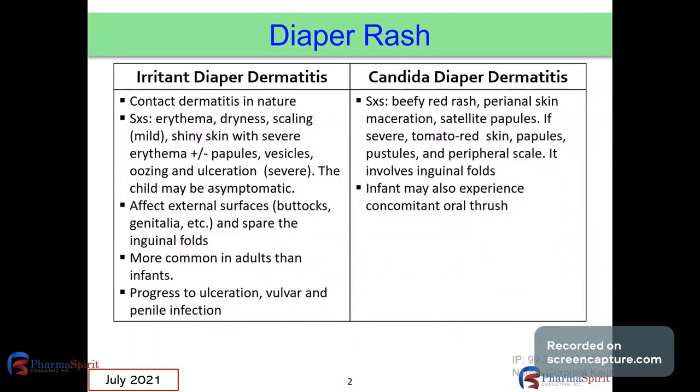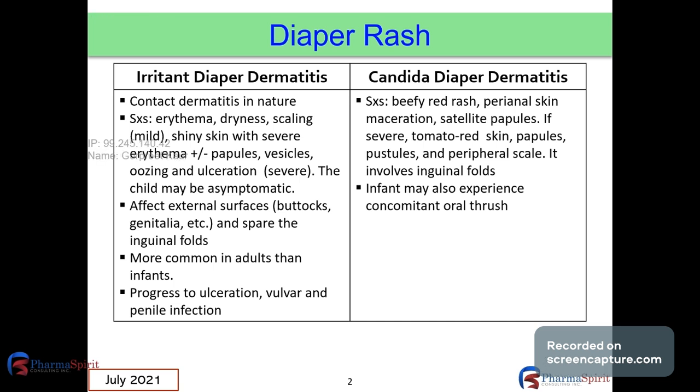So diaper dermatitis is a common skin condition. It is characterized by a compromise of the barrier function of the skin. Skin works as a barrier. The skin has to be intact, has to be integral, it has a protective effect in the body. What happens in diaper dermatitis is the skin loses this kind of barrier function.